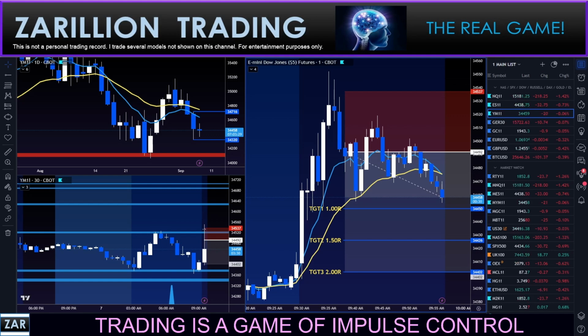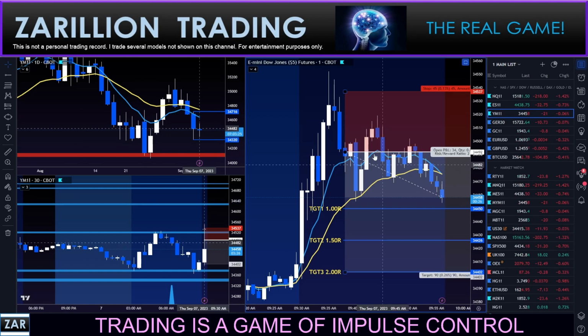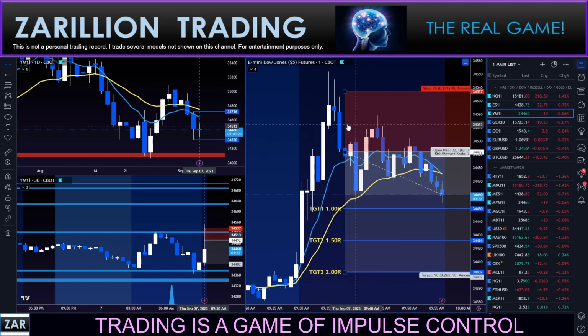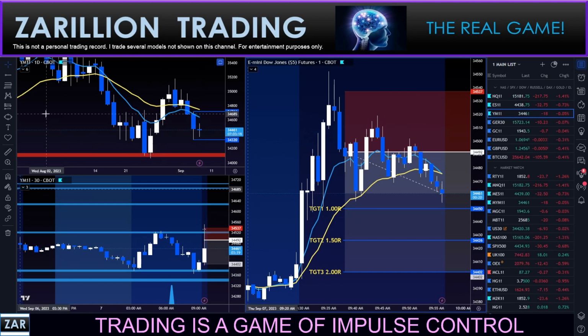All right, trying to hit target 1 here. Been a bit of a grind. This is a 1 minute chart, it's a 1 minute candle. So I entered this 9:38 a.m. It is now 9:57 almost. Been sitting in this thing for a while.